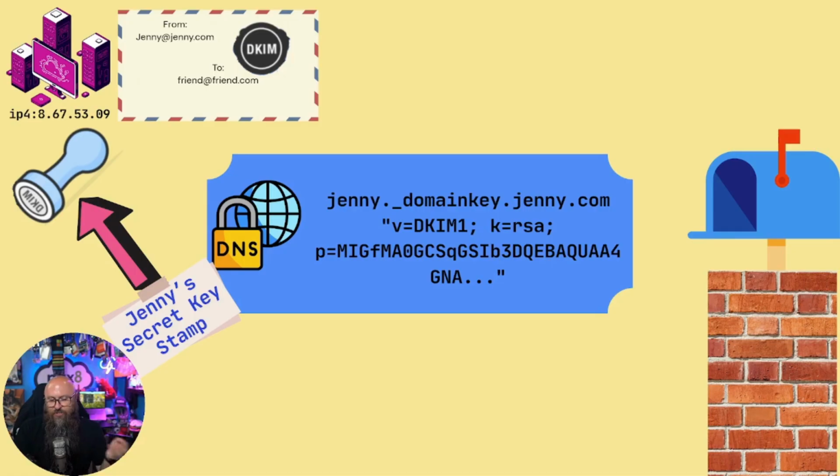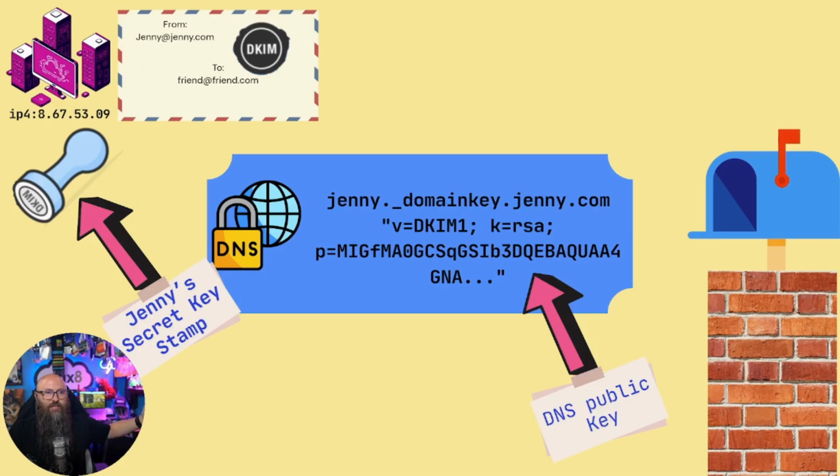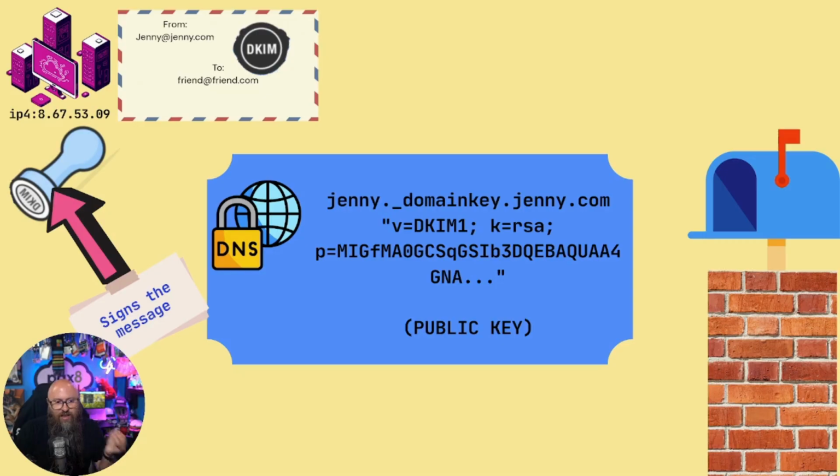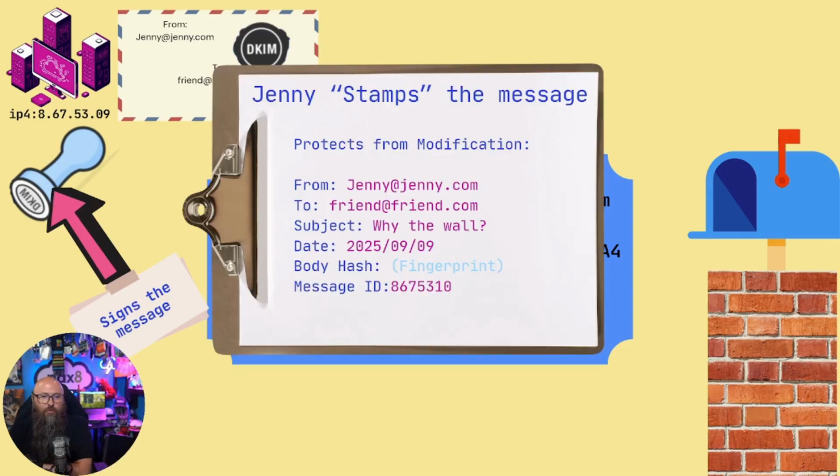jenny._domainkey.jenny.com. It's Jenny's key, right? v=DKIM1, k=rsa for the type of encryption being used. And then it gives you its public key. So we have a DNS public key, right? That public key correlates to the private key that Jenny has in her hand. That gives her the ability to sign that message, or stamp it, if you will, with that private key and have that be checked on the other end.